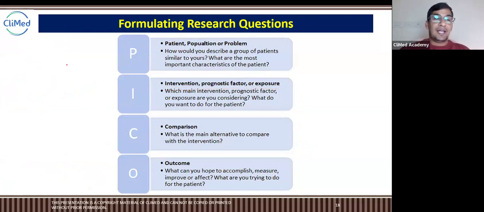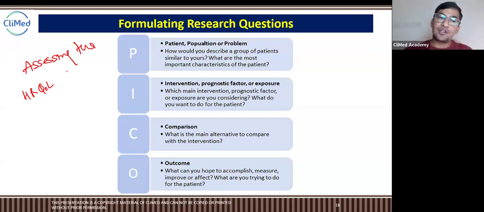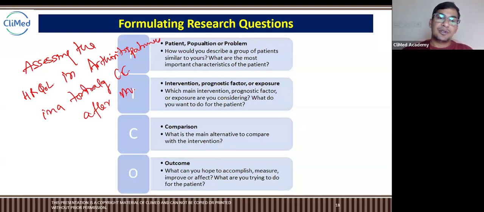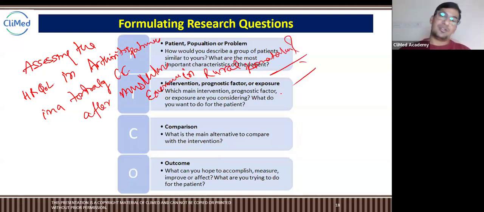Suppose you will be writing: assessing the health related quality of life in arthritis patients in a tertiary care center after muscular exercises in rural Karnataka. Okay, this is the question. This is a simple question. Like assessing the HRQOL in arthritis patients in a tertiary care center after muscular exercises in rural Karnataka.